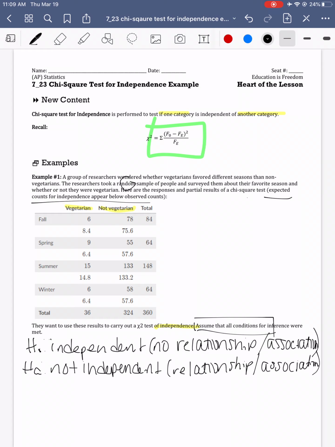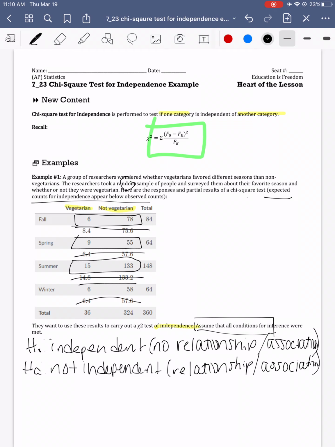If you tuned in on the Zoom call, we indicated that we do not want to include the expected values in our matrix in the calculator. So I'm just going to cross those out because, as we noted before, we really only care about the observed values, and that is these values here that I'm boxing. Those are the observed values.